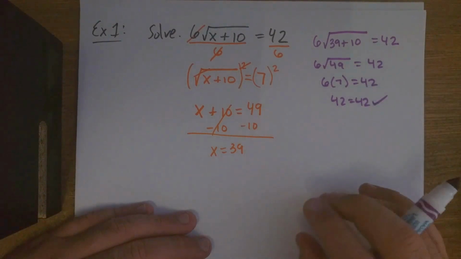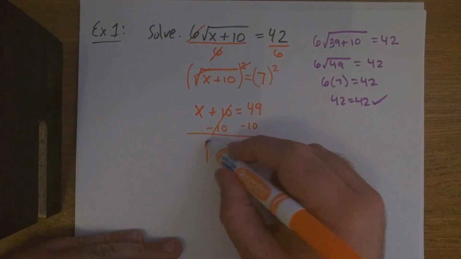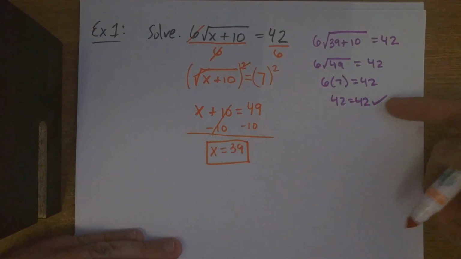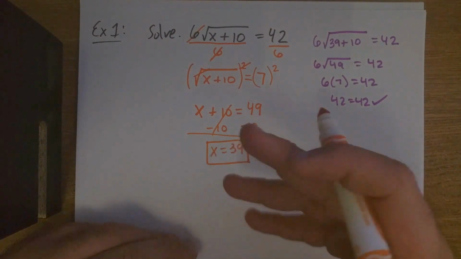You might think there's no reason to check. It's a good habit to get into, especially when we get to example 3. You already want to be in that habit when you get to example 3. But because it works, we will circle this as our solution. If it hadn't worked, we would say there's no solution.